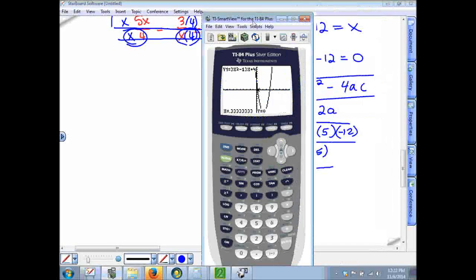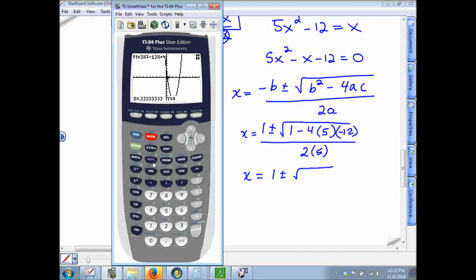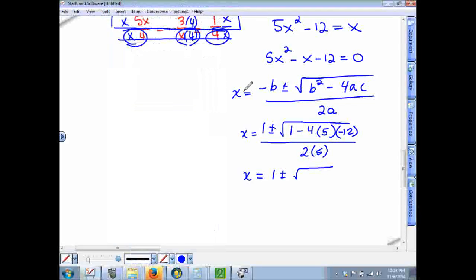Here's what I would suggest. I've made this suggestion before. I don't know why you guys don't always do this. Use your calculators. 1 minus 4, parenthesis 5, parenthesis negative 12. Your calculator's not going to lie to you. Really? It's 241, all over 2a, which turns out to be 10.